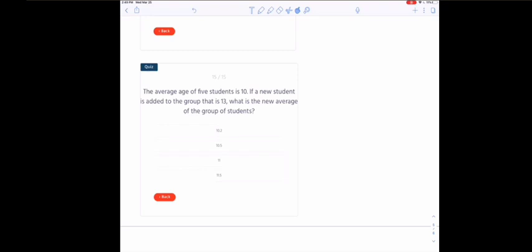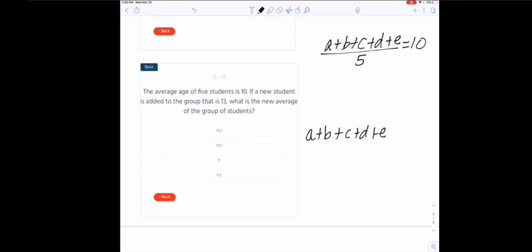So number 15 says, the average age of 5 students is 10. If a new student is added to the group that is 13, what is the new average of the group of students? So this one is similar. We have 5 students, A, B, C, D, E. When we take their average, we get 10. But in this new scenario, A, B, C, D, E, a new student is added to the group, and it gives us a student's age, 13. And it asks us, what is the new average?